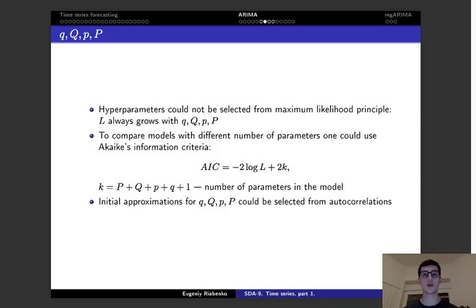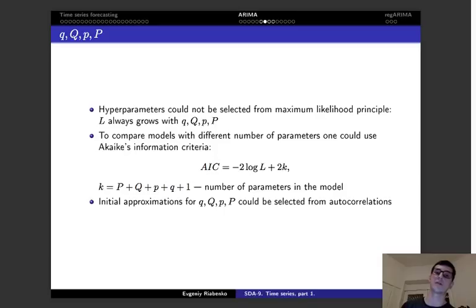You see we've got likelihood, and we take its negative logarithm. We would like this value to be low for likelihood to be high, and at the same time K here is the total number of parameters in our model, capital P plus capital Q plus lowercase p and q, and for some reason +1 is also needed.